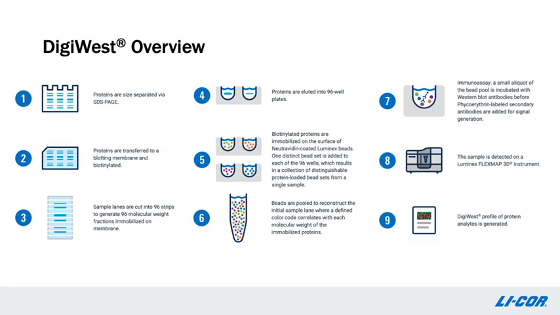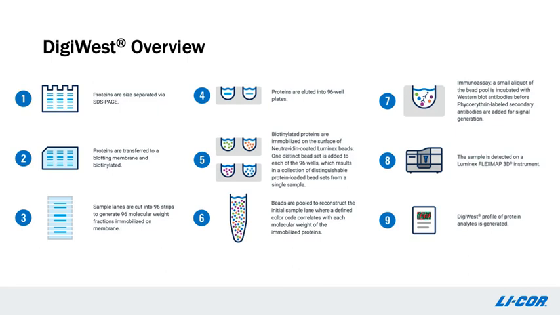DigiWest allows for proteins to be separated via SDS-PAGE by size. Proteins are then transferred to the membrane and biotinylated. Sample lanes are then cut into 96 strips, representing 96 distinct molecular weight fractions. Proteins are eluted from the membrane into 96 well plates. They are then immobilized on the surface of Luminex beads. A distinct colored bead set is added to each well. Beads from all the wells are then pooled to reconstruct the initial sample, where a defined color code correlates with each molecular weight of the immobilized proteins.